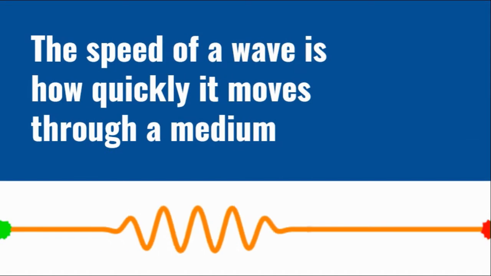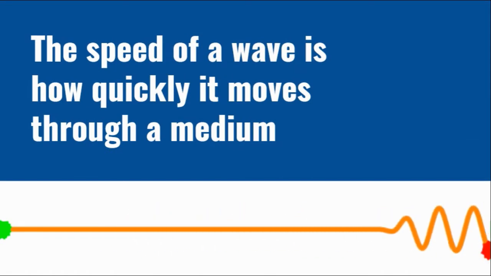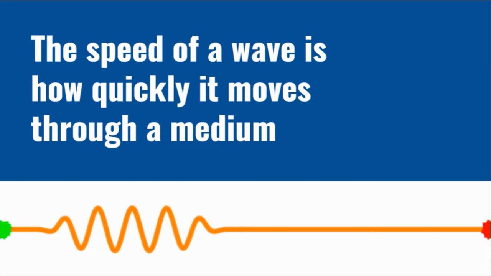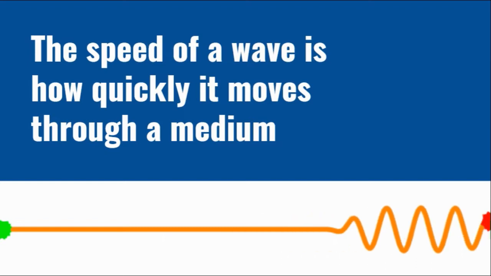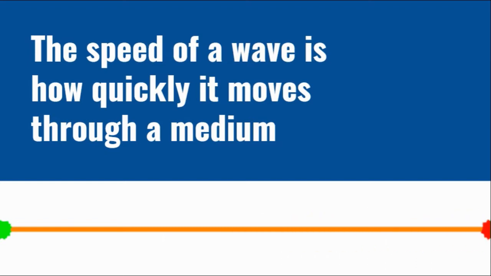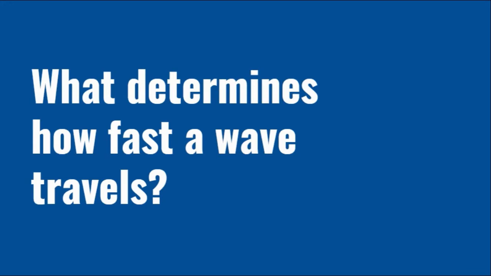Now, with waves, speed really means the same thing. Remembering that a wave is just a disturbance that's moving through a medium or through space, the speed of a wave is how fast that disturbance moves through the medium. So what factors determine how fast a wave travels?